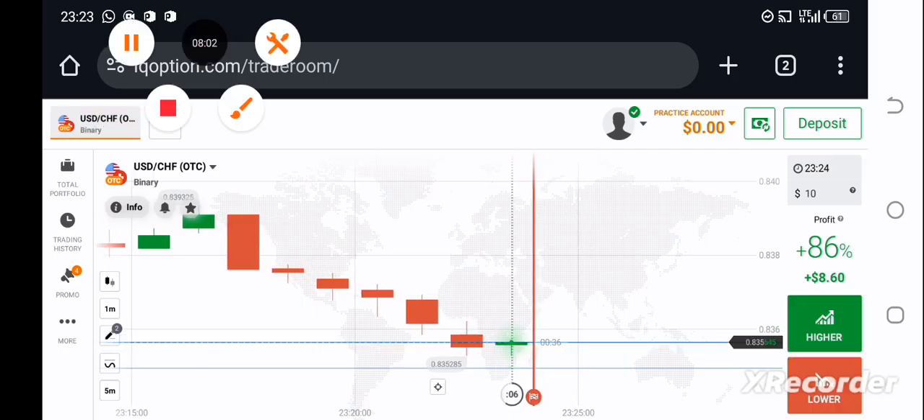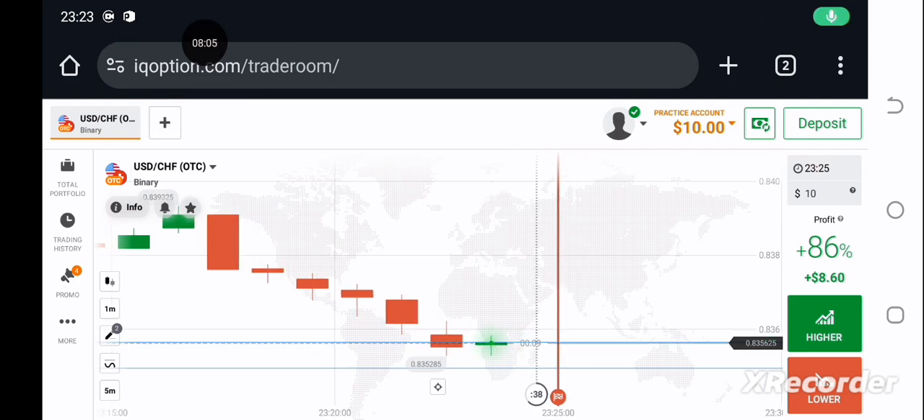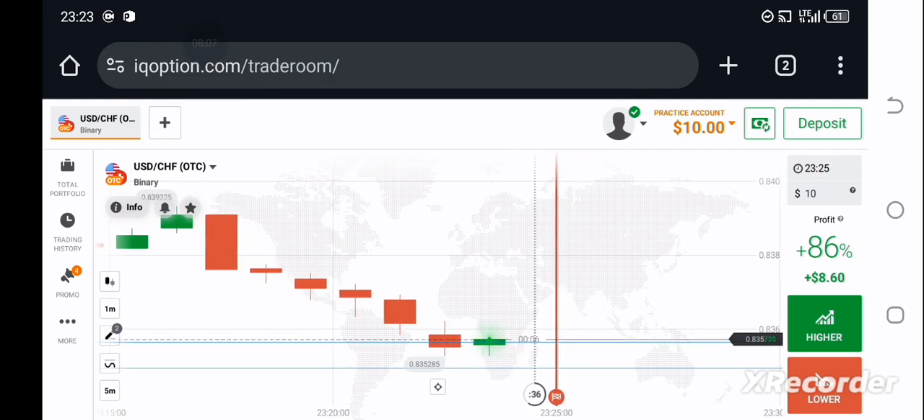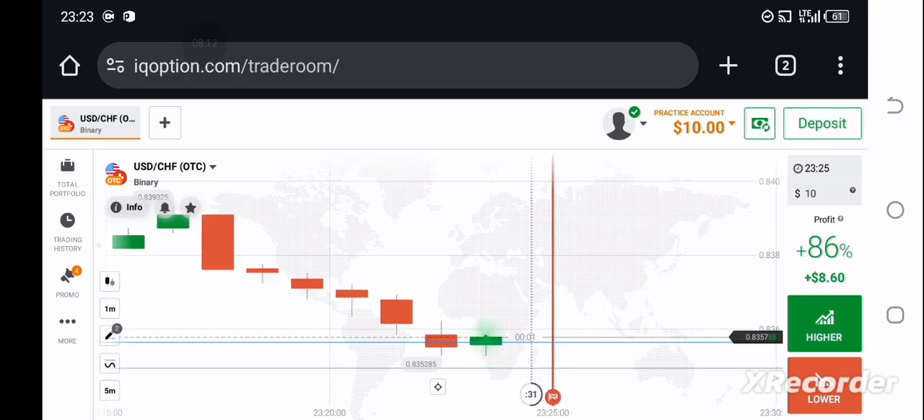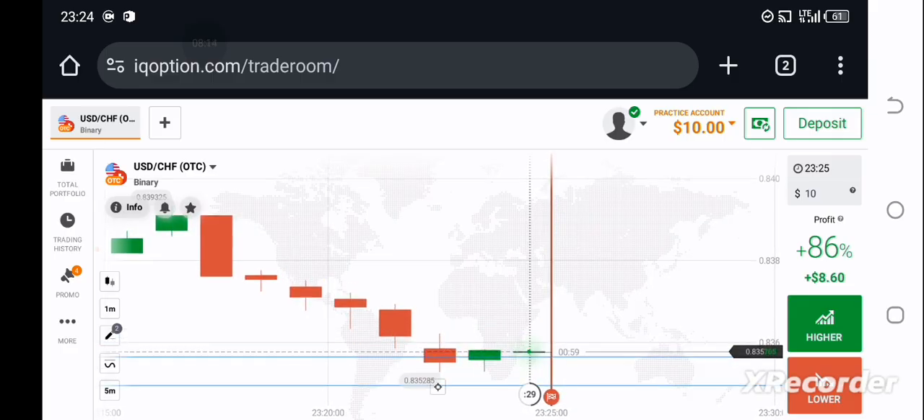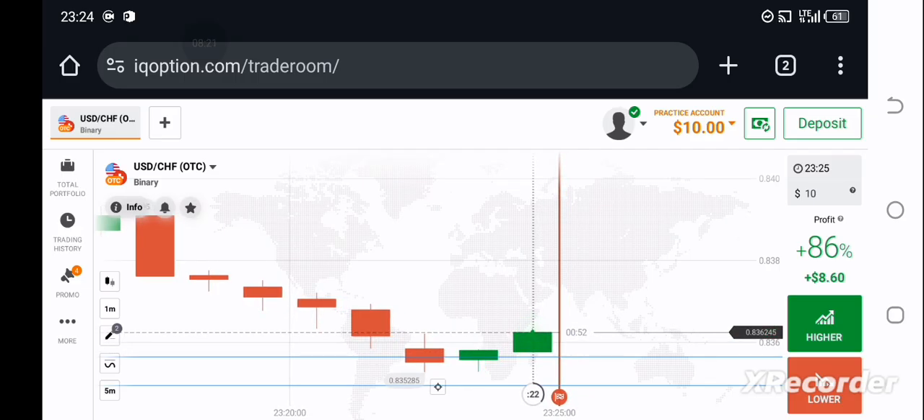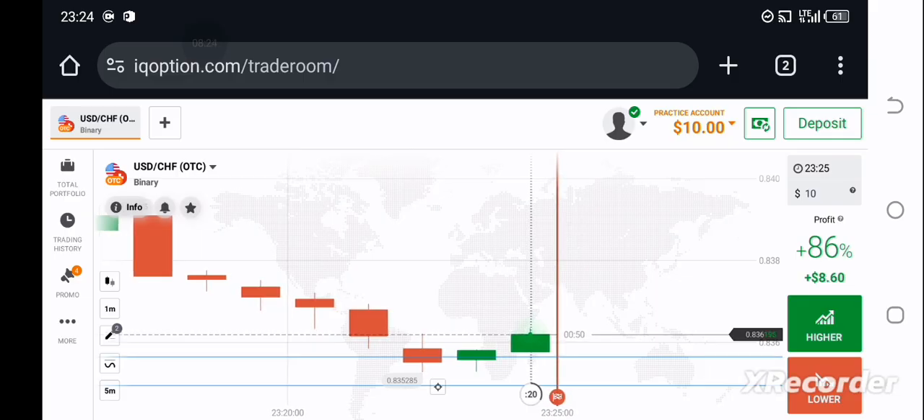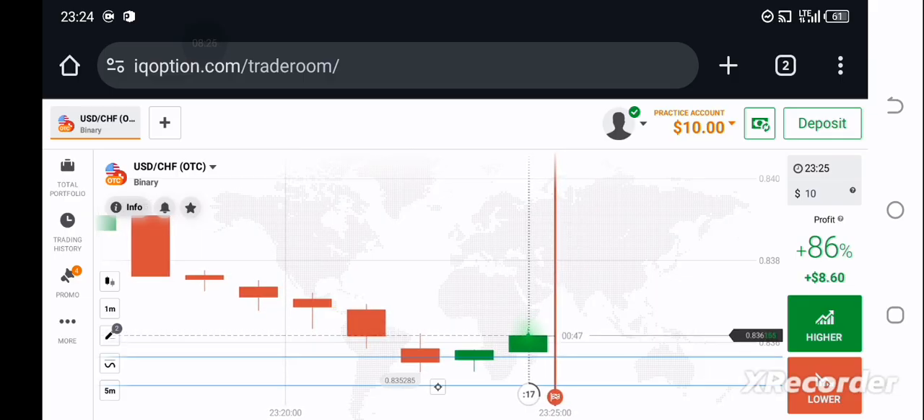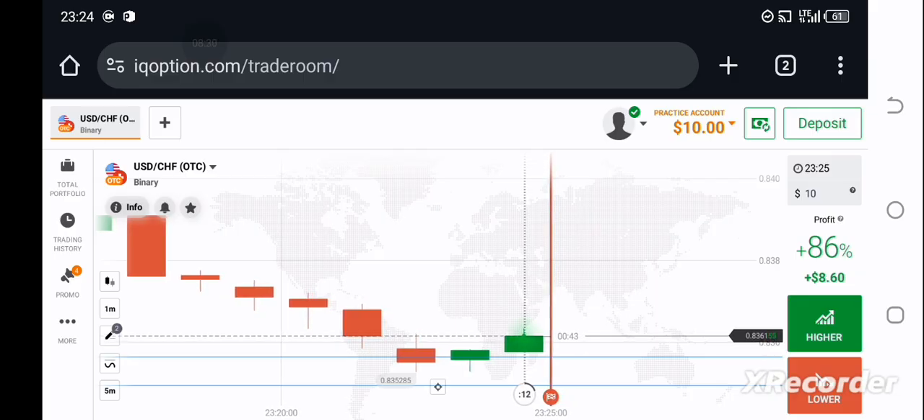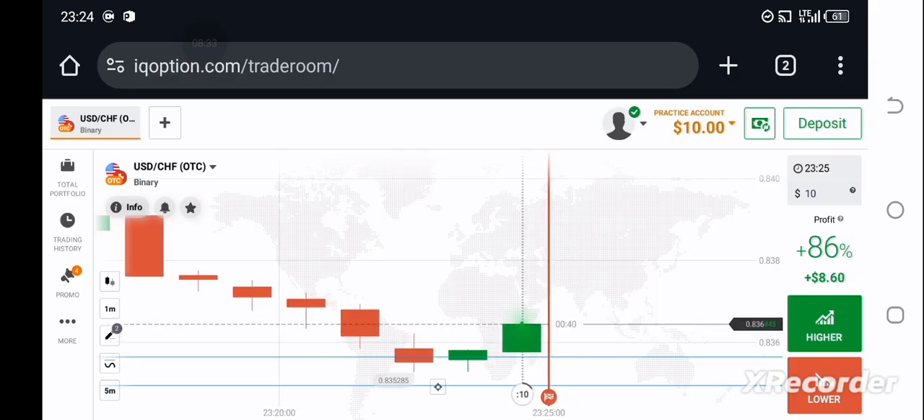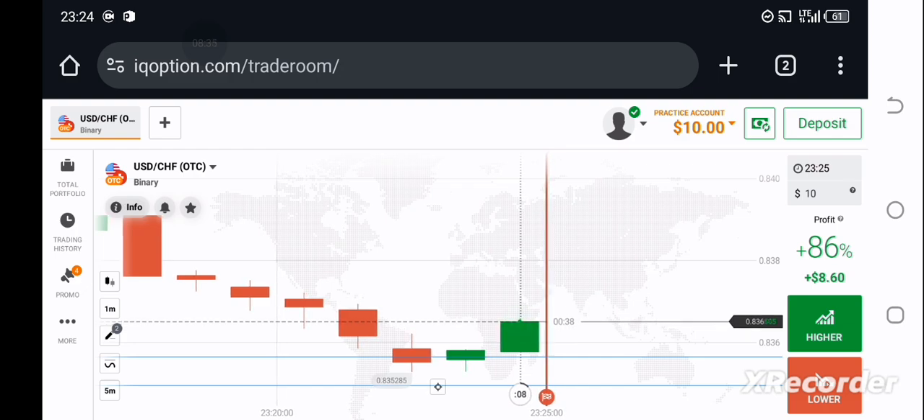Let me take another one again. This trade is going to close... now it has closed. You can see you have the next 30 seconds to open a new position. So this is how the IQ Option timer reads. But the Olympic timer reads directly from 1, 2, 3, 4, 5, 6 up to 60 seconds, straight 1 minute. This is what you need to understand.